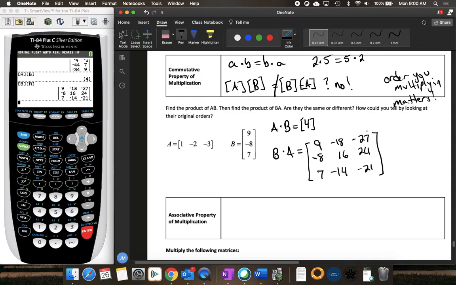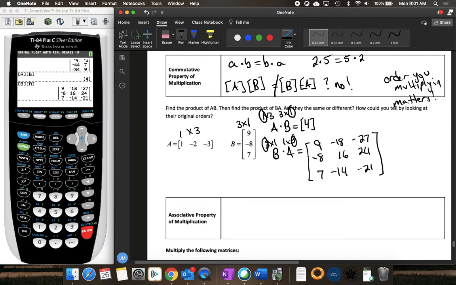Now, how could we have told that by looking at the orders? Well, remember, A was 1 by 3, and B was 3 by 1. So when we took A multiplied by B, that was taking a 1 by 3 matrix and multiplying it with a 3 by 1 matrix, so we shouldn't have been surprised that that was going to be 1 by 1. But when we switch the order and now take a 3 by 1 matrix, multiply with a 1 by 3 matrix, now our final answer is going to be 3 by 3. So it shouldn't have been too surprising that our final answer ended up being different depending on the order that we multiplied the matrices in.